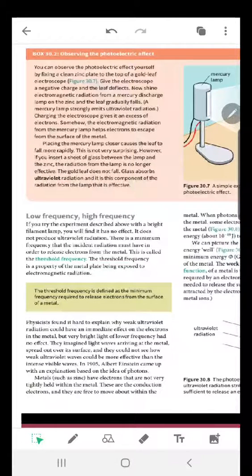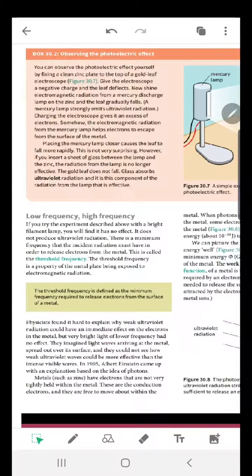Yeah, so we were discussing before that, yes, the electrons are going to escape if we just shine a UV light on it. But you need a certain frequency, or a certain amount of energy, that you give to that electron so that it escapes. We call that particular frequency the threshold frequency.